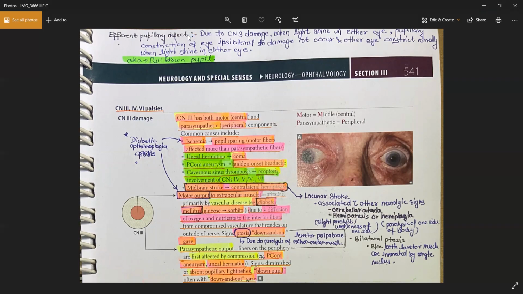With the RAPD, the afferent pupillary defect, you will have this normal consensual and direct response when you shine light in the normal eye. When you shine light in the affected eye, you won't have any of the direct and the indirect response. Okay, that's how you will differentiate between the RAPD and the REPD.